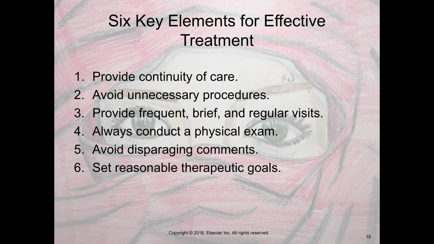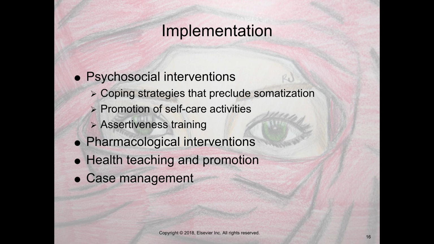Set reasonable therapeutic goals. Folks with these disorders don't get well overnight, so it has a slow, chronic, progressive course. Coping strategies that can preclude somatization: you want to promote self-care activities, help them to learn to be assertive, to speak up for themselves, to be their own advocates. Pharmacological interventions might include some antidepressant medications, anti-anxiety medications, but be careful not to prescribe things that they can become dependent upon, like the benzodiazepines. Incremental use of benzodiazepines might be helpful, but certainly not on a regular basis.